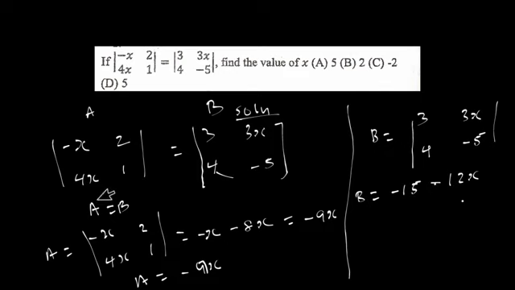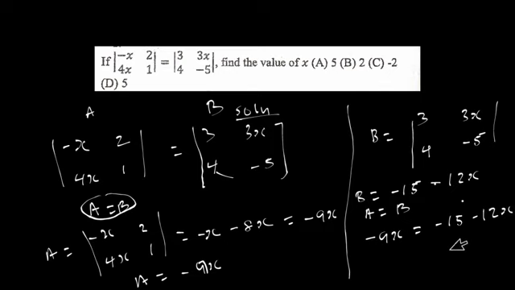Now let's make it an equation. We have A equal to B, that is, set A is equal to set B. So our set A we get minus 9s, equal to our set B, we have minus 15, okay, minus 12s.